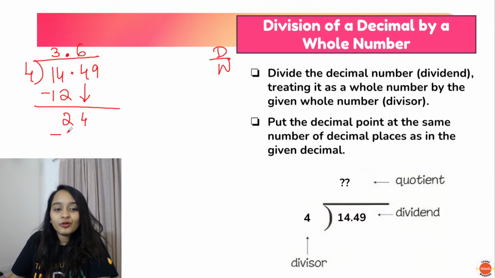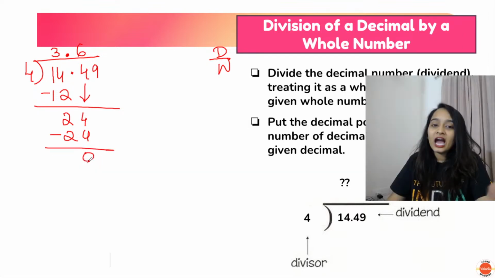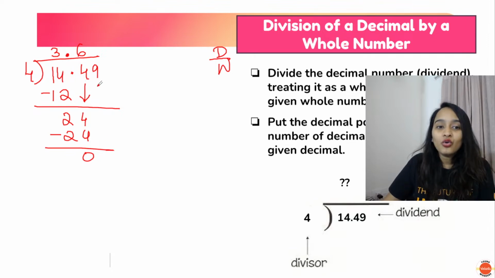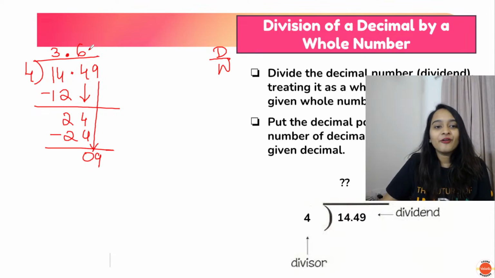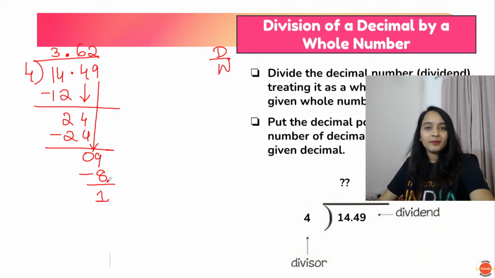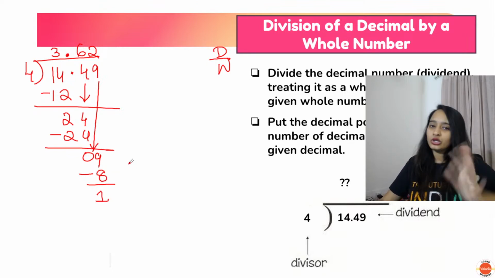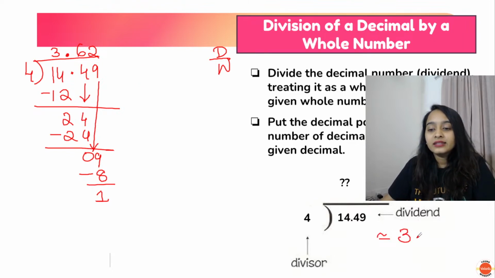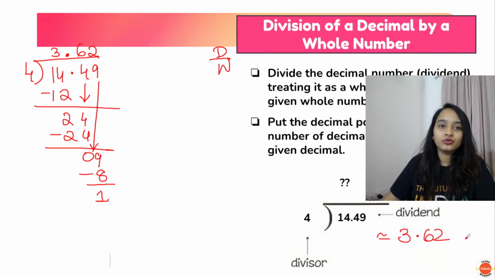6 into 4 will give you 24. So don't leave it here thinking the game is over because you got the remainder 0. No, you still have another number 9. 4 into 2 will give you 8. The remainder is 1. Again, you will stop here. Either you can stop here if you want to, and you can say that it is approximately equal to 3.62. If you want another number, then what will we do?